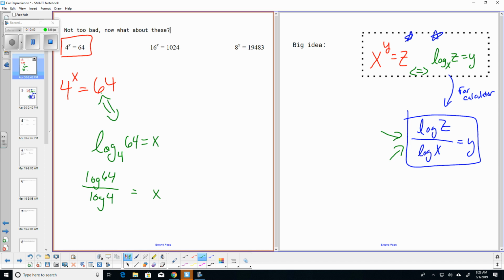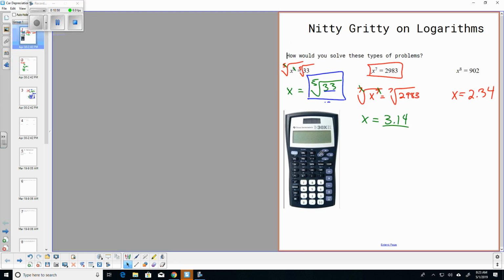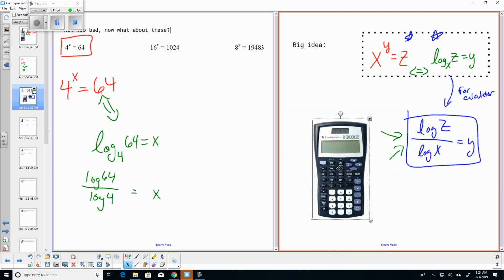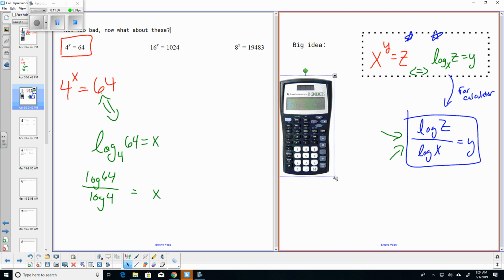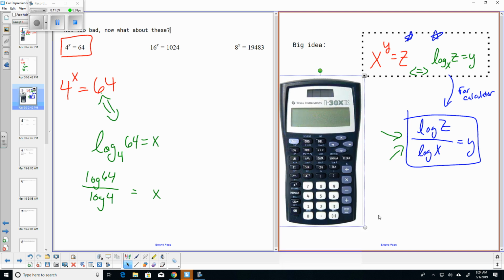So let me show you how you type that in the calculator. Let me grab the calculator from the other slide. So I'll show you the keystrokes. This is how you're going to do it. The log button is right below the second, exactly. So the log button is right here, okay?